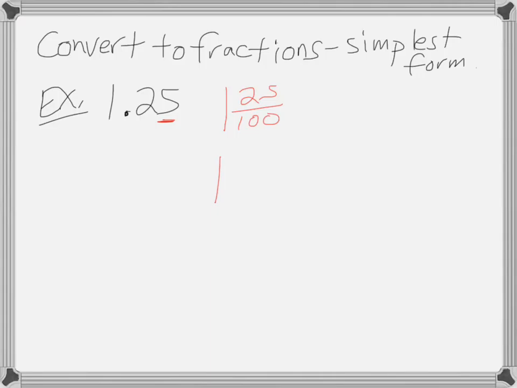25 and 100 both divide by 25. So 25 divided by 25 is 1. 100 divided by 25 is 4. So we've written it in simplest form. We've reduced it by dividing by 25.